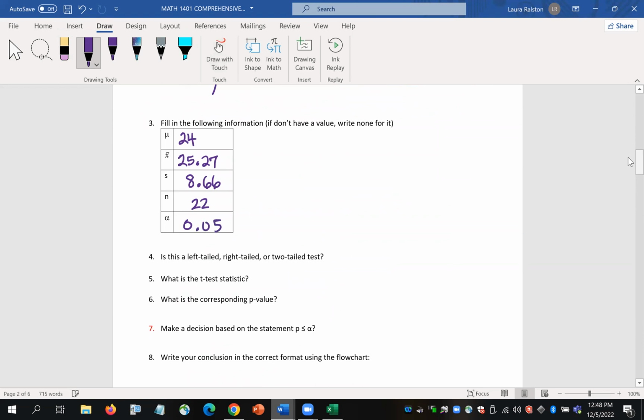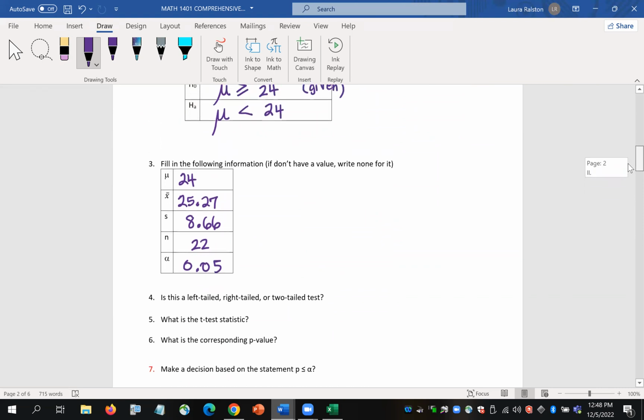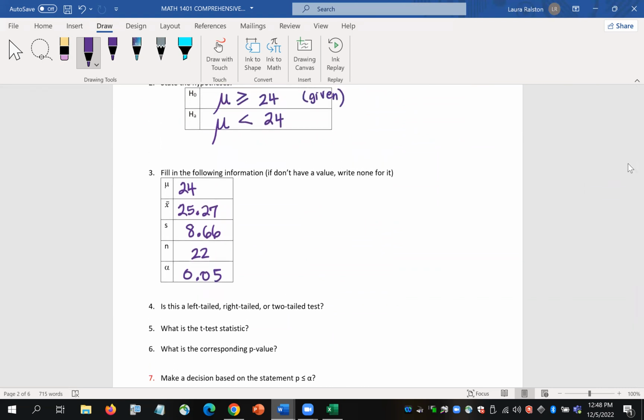Then it asks, is it a left tail, right tail, or two tail? Remember, we make that determination by looking at the symbol in H sub A, which is the alternative. The alternative has the less than symbol. The less than symbol points to the left. So this is a left tail test.